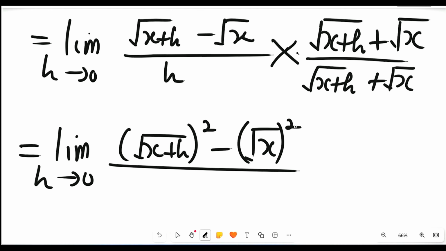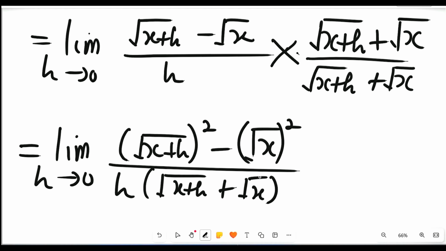And we'll get a denominator where the h will multiply the second denominator. So we are going to get square root of x plus h plus square root of x in one bracket. Alright.